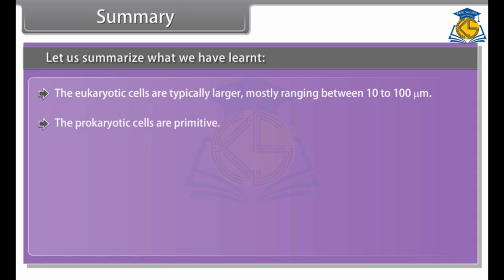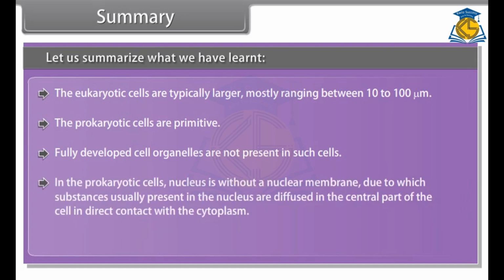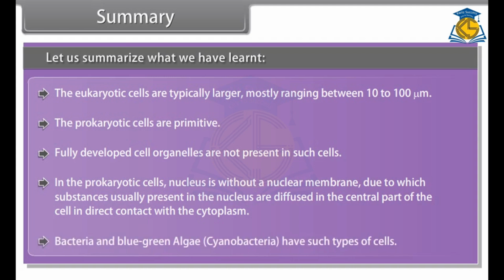The prokaryotic cells are primitive. Fully developed cell organelles are not present in such cells. In the prokaryotic cells, nucleus is without a nuclear membrane, due to which substances usually present in the nucleus are diffused in the central part of the cell in direct contact with the cytoplasm. Bacteria and blue-green algae, that is, cyanobacteria, have such types of cells.